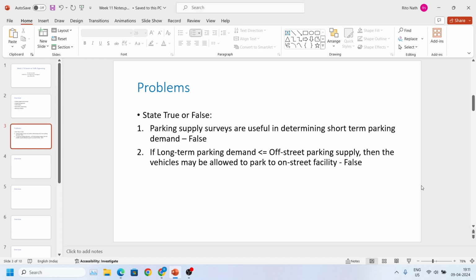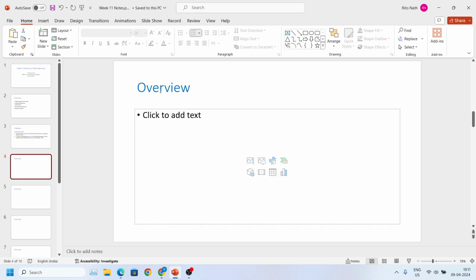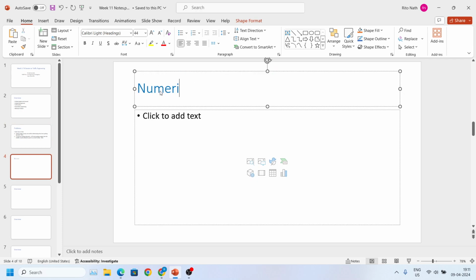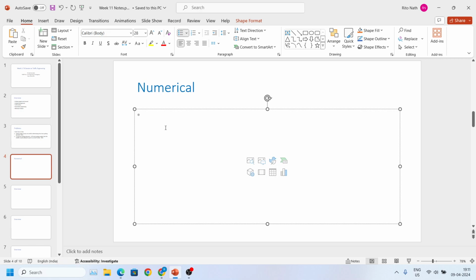Now let's move on to one numerical related to parking survey. So this is the numerical. I'll give you the question and the data first, so you can take a look at the data for some time, and then I'll show you how to solve this. It would be better if you can also solve this before me. That would be great.